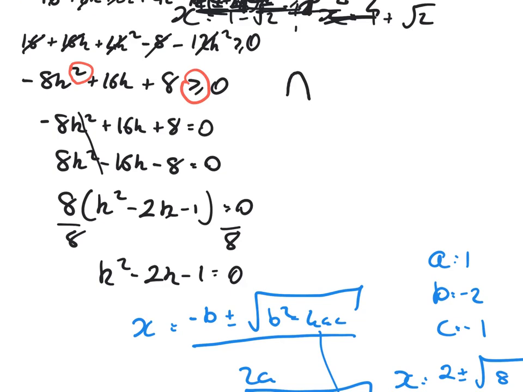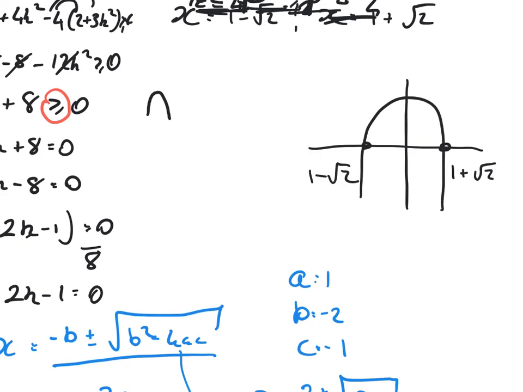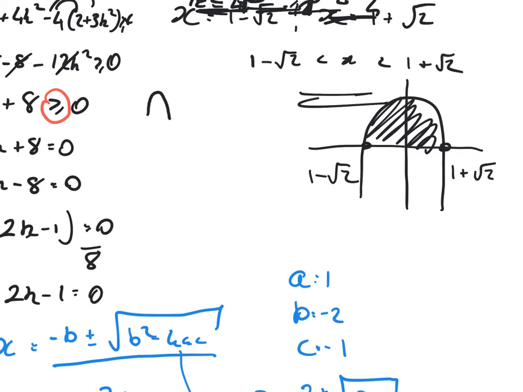So remember that this was a quadratic inequality and it was concave down and we were looking for where the thing was greater than or equal to 0. So 1 plus root 2 and 1 minus root 2, it was concave down, and that would then be in between 1 minus root 2 and 1 plus root 2.